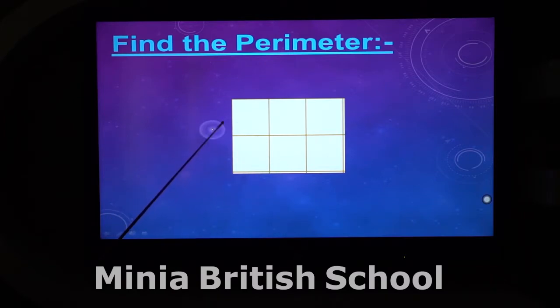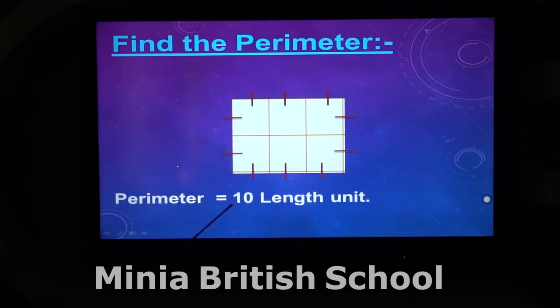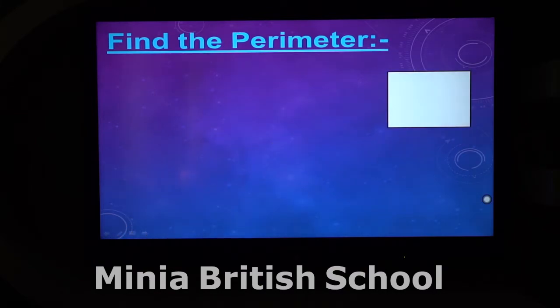Here we have 1, 2, 3, 4, 5, 6, 7, 8, 9, 10. So the perimeter here equals 10 length units that we studied in the first term. If I have a figure like this one without small squares, what did we study in the first term? Yes, the perimeter means the sum of all side lengths.